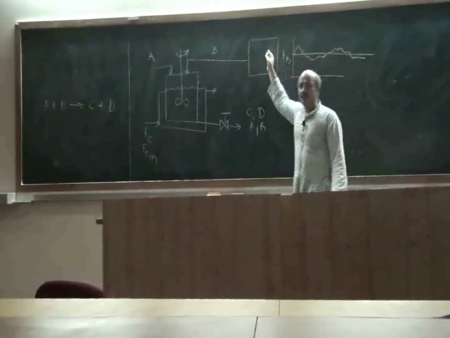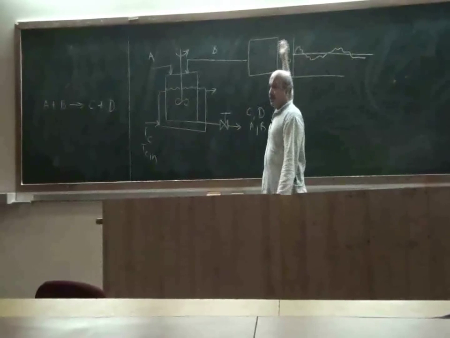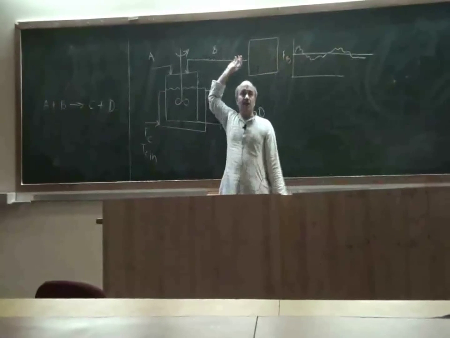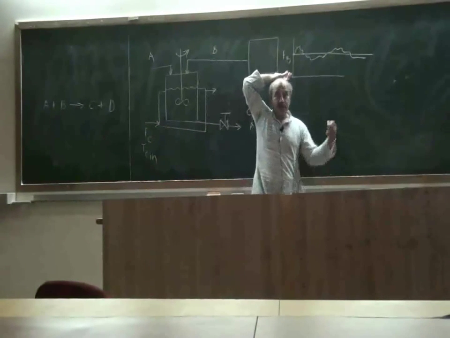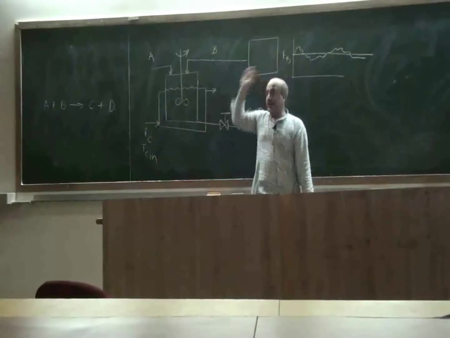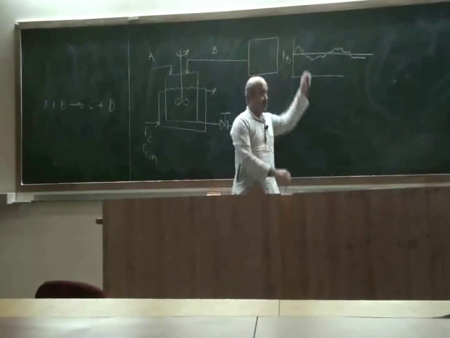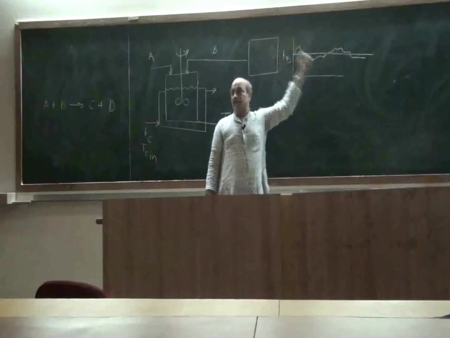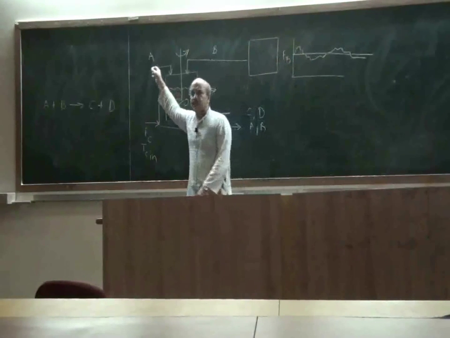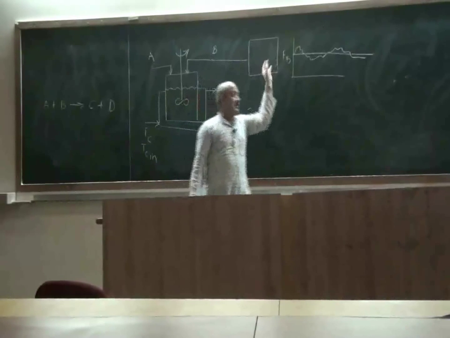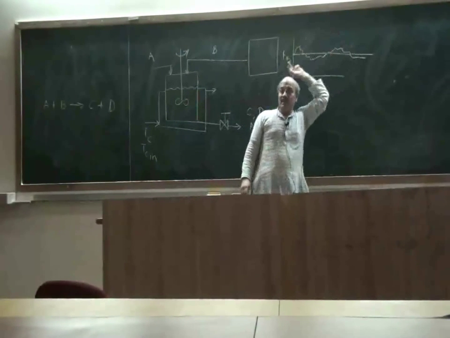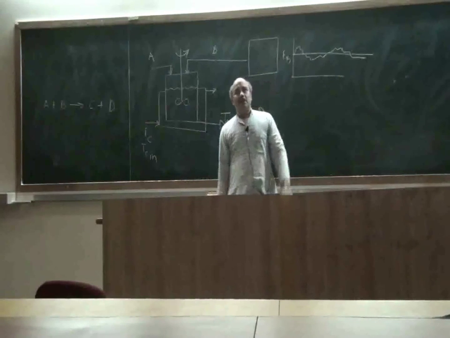That's because there is something happening in the second unit, which is perturbing the flow rate. It might be perturbing even the concentration of B in the feed. And then there are perturbations here. So there is something which is beyond your control. Maybe you can control this flow rate precisely, but you cannot do anything about this because this is coming from some other unit. So there will be cascaded troubles.